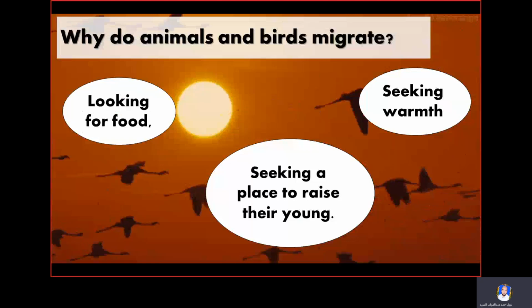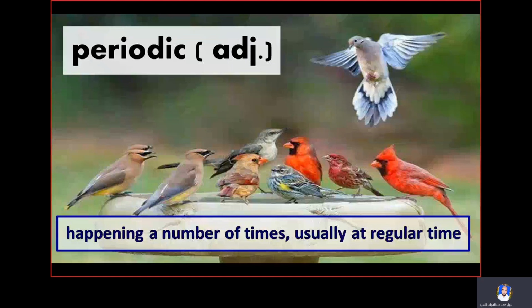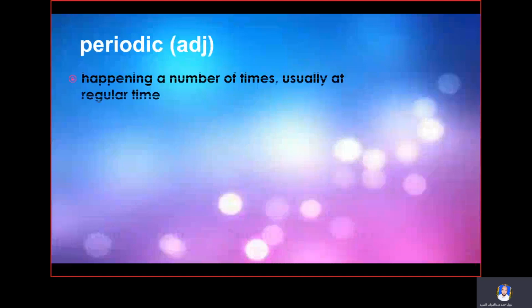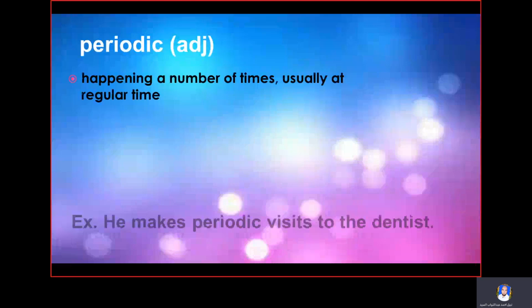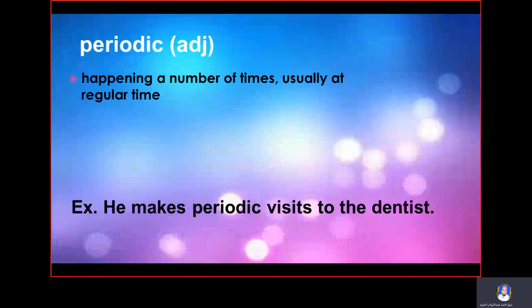Let's learn the new vocabulary. Periodic. It comes from the noun period. Periodic, adjective, happening a number of times, usually at regular time. He makes periodic visits to the dentist. Periodic visits.